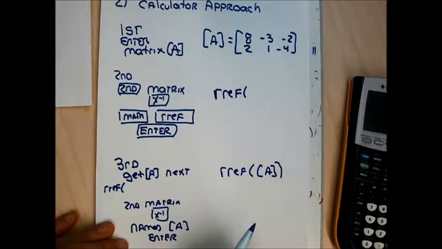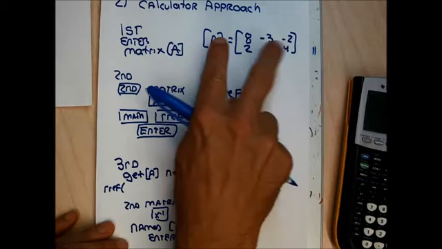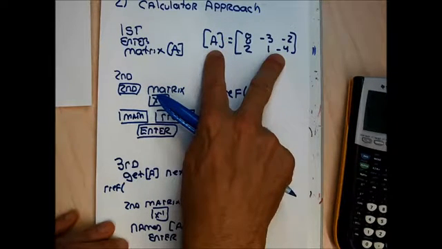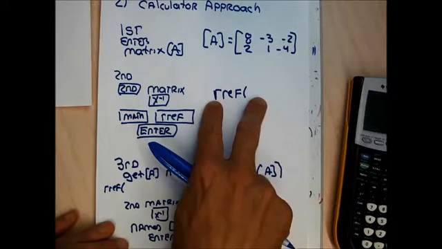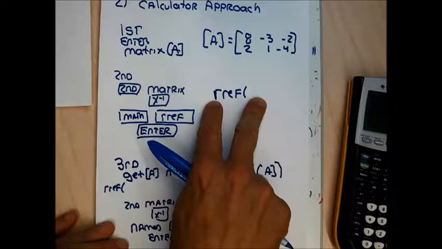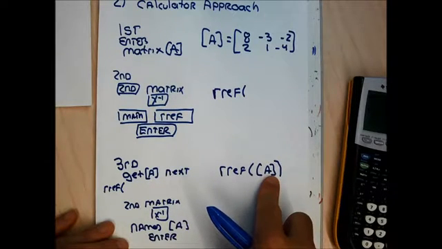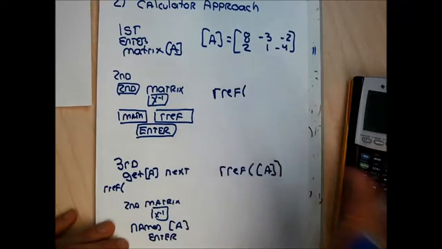So let me do that real quickly. I'm going to get my calculator. First I got matrix A in, I checked it. Then I finished this up. I have RREF on my main screen. Next to the RREF, I need the name of the matrix I want to reduce, which is matrix A.